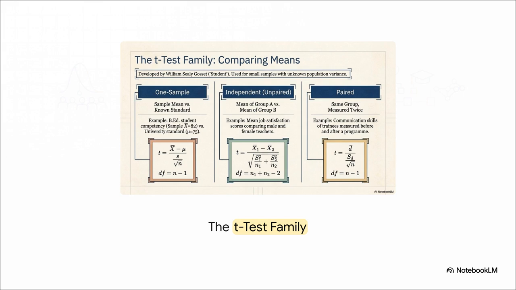Developed by William Sealy Gosset, who famously published under the pen name Student, these tests are designed specifically for small samples where the population variance is unknown. The first branch here is the one-sample test. This compares a sample mean against a known standard.